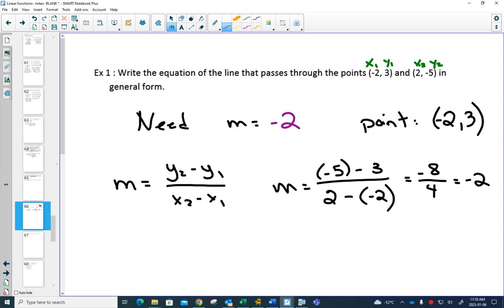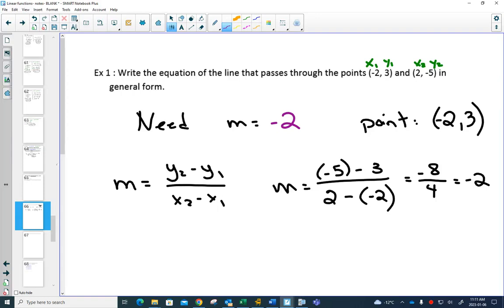Just work with integers. 2 minus a -2, that's 2 plus 2. That'll be 4 on the bottom. -5 minus 3 will be -8. Make sure you take your time with your integers, because if you make a small mental math error, it throws your whole question off. And I wrote the -2 in purple because I had to figure that out first.